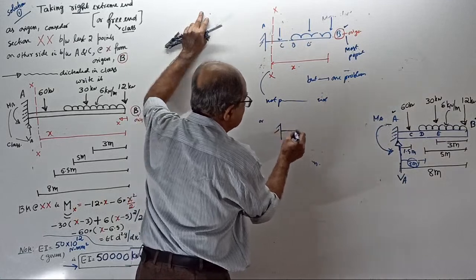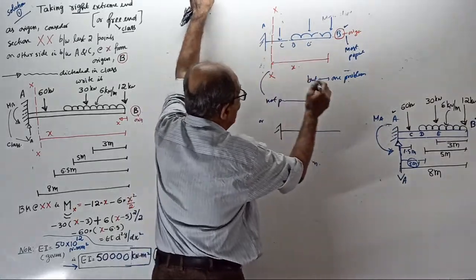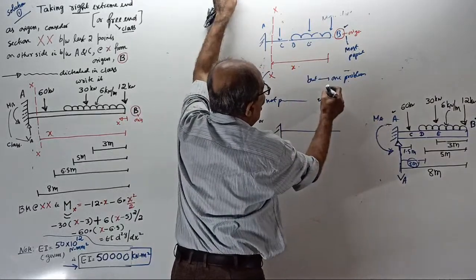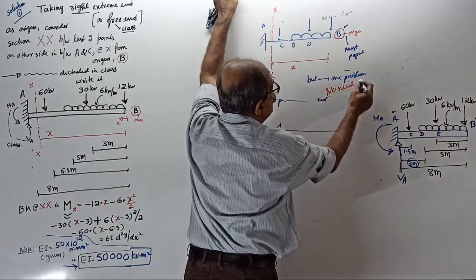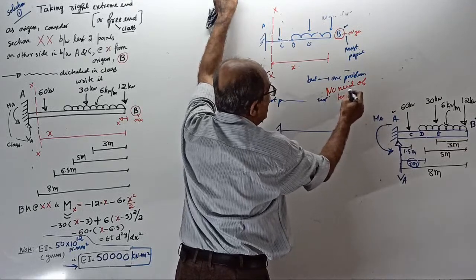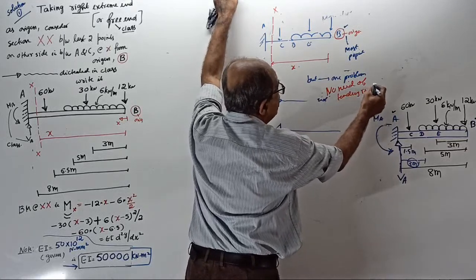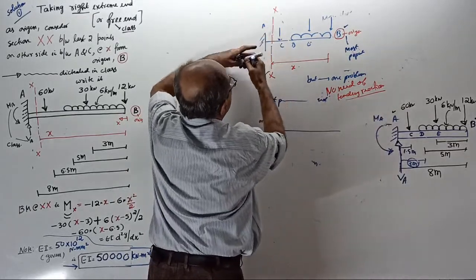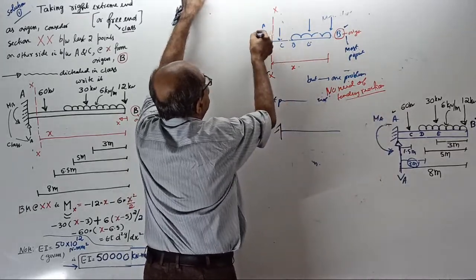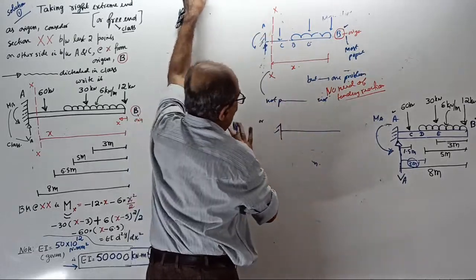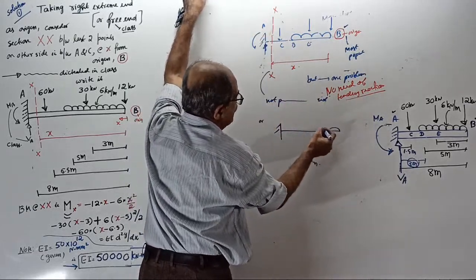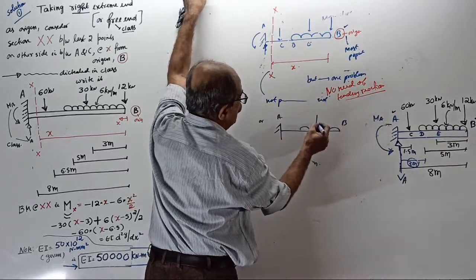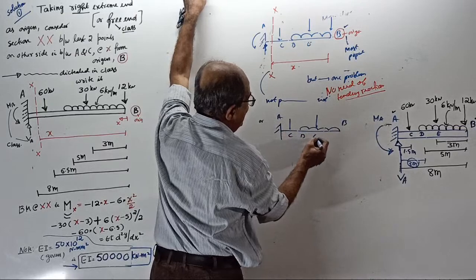And one more note right here. Since you take free end origin, there is no need of finding reactions. That is the advantage for you. You need not bother about reactions. See, reactions are there, but don't bother. Okay, over. Next.